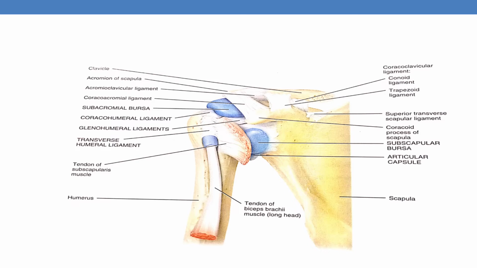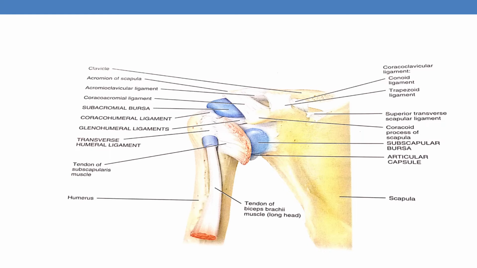Now here you can see the diagrammatic representation of the shoulder joint. This is the humerus bone and this is the tendon of the biceps brachii muscle. And this is the scapula. And this is the articular capsule. Whereas this, the blue colored one, is the subcapsular bursa. This one is the coracoid process of the scapula. And this is the superior transverse scapular ligament.